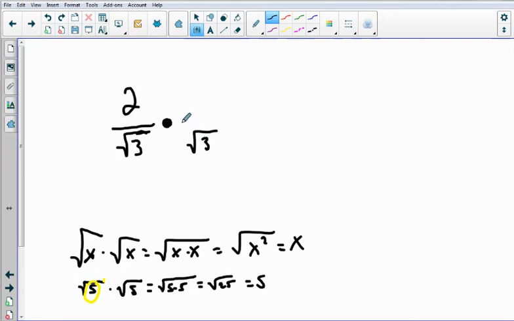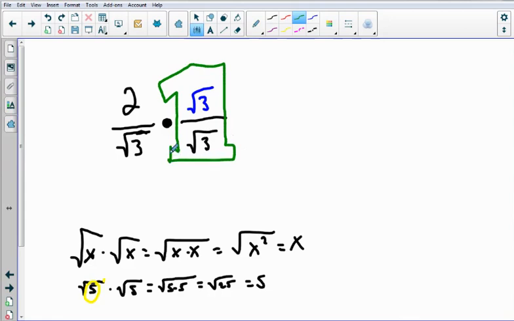Okay? So here's the thing, though. If I just left it at that, it would change this. So I need this whole thing to be 1. Well, as you know, anything divided by itself is 1. So if I took the square root of 3 divided by the square root of 3, then the whole thing is going to be 1, and you wouldn't do this every time, I just want to show you. So that means I'm taking this right here times 1.